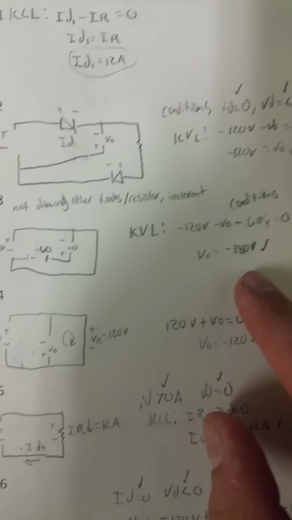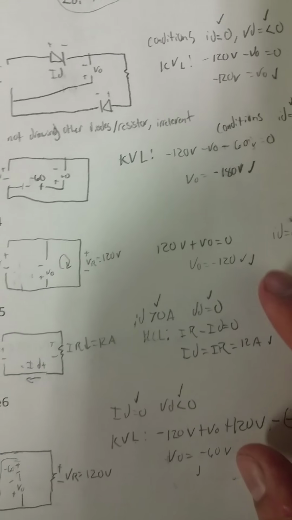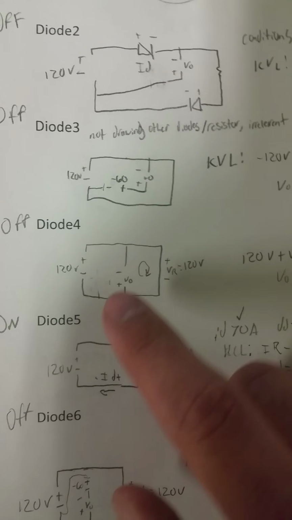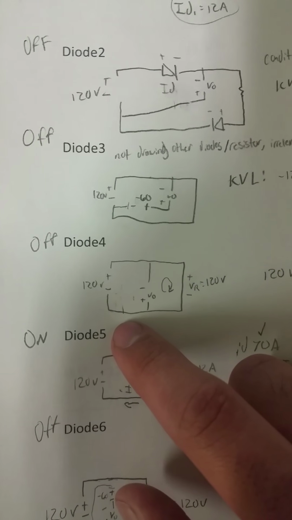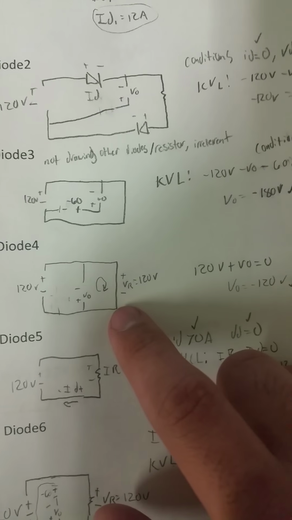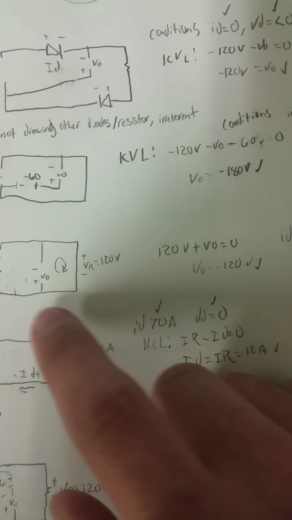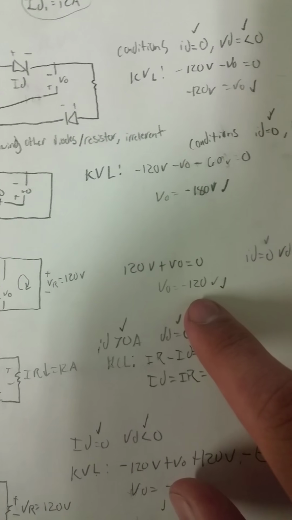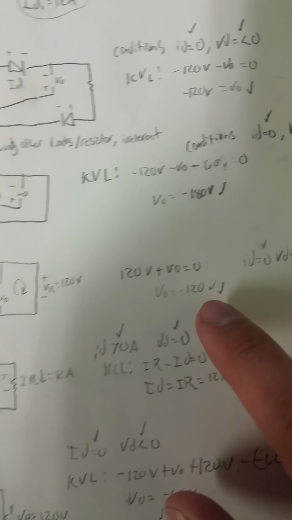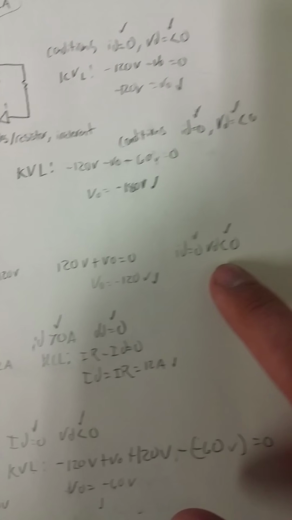Negative 180 volts. I know this is a little dry, but it gets good at the end. Promise. Just trust me. So diode 4, this is another one that's supposed to be off. You can use either this loop or this loop. I use this loop in this problem. So we can see 120 volts plus V0, negative 120 volts. That one also checks out. It's a negative number. All these off ones, we want the voltage to be less than 0, in case that wasn't already apparent.